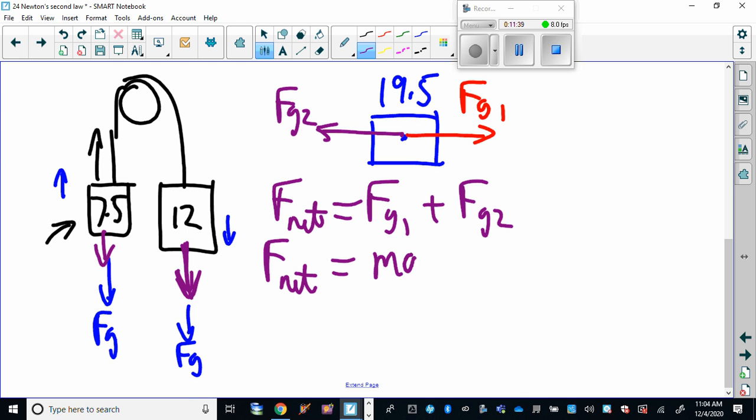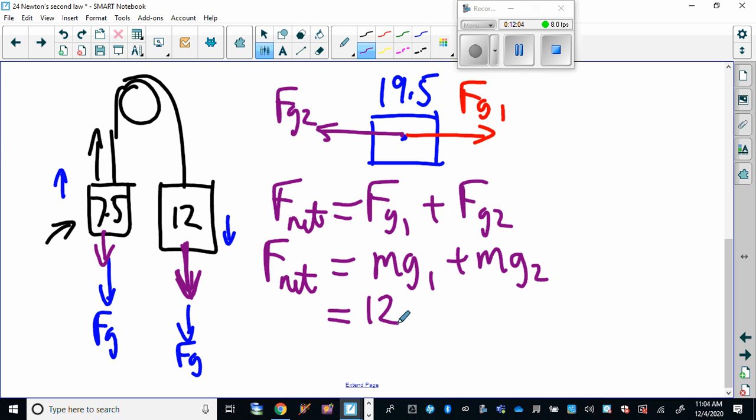This is going to be mg1. This is going to be mg2. Oh, I should have put actually m1g and m2g, but that's okay. You get the idea. The mass of this one is going to be 12. Okay, now you've got to be really careful here. The forces are going in the opposite directions, right?